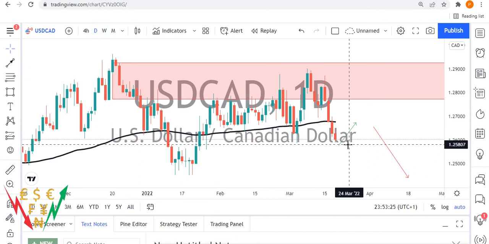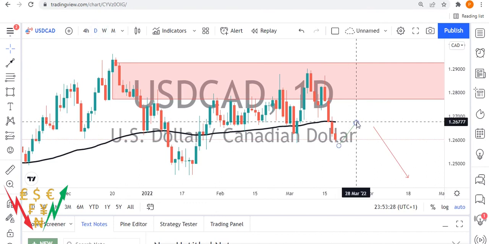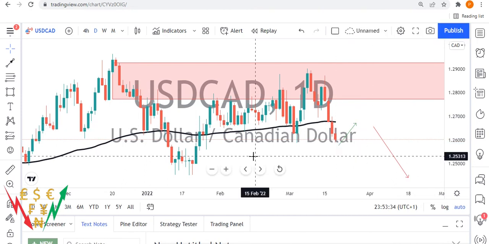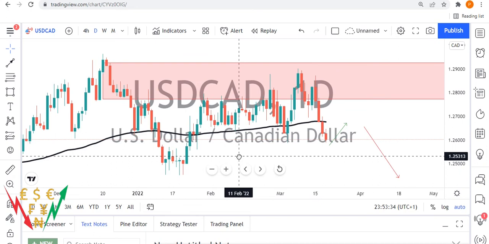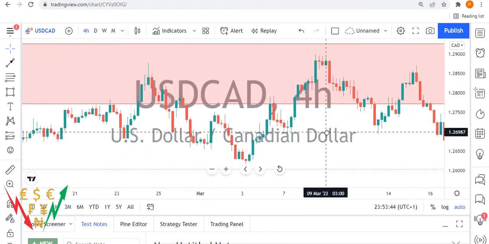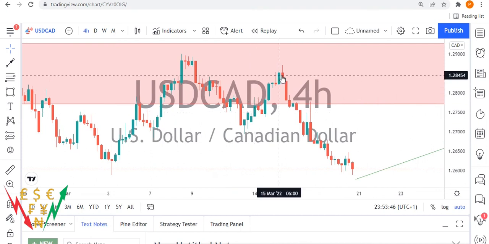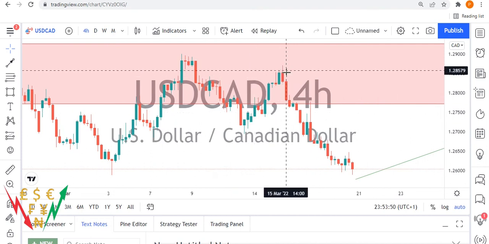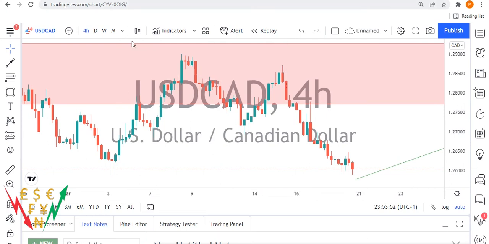Okay, so this is what we want to kind of see. It doesn't have to be that perfect, but anywhere around this region, we should be looking for a sell, to short this pair to the downside. Okay, so let's see what we have on the 4-hour. From the 4-hour chart, you can very much see from the 15th here that the bears had really had the market. And from this 4-hour chart, what can we make out of it too?